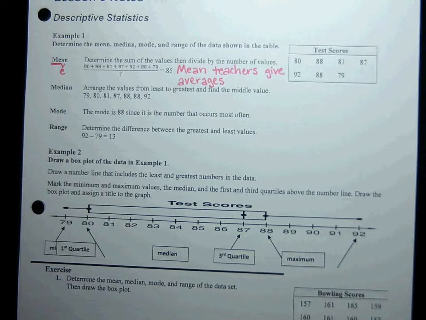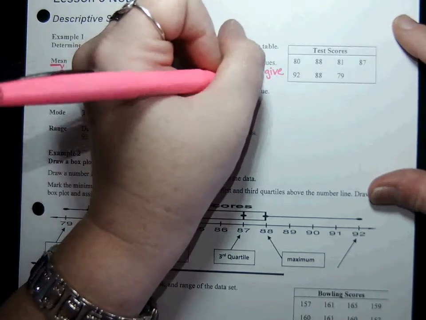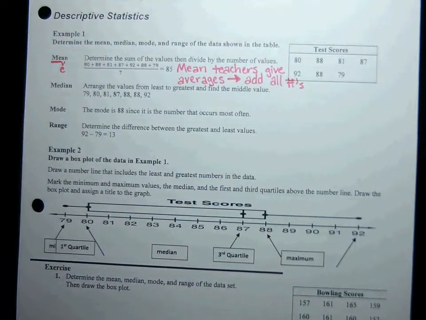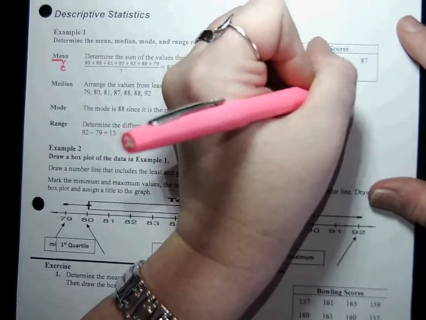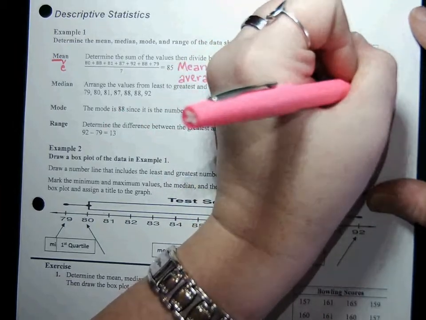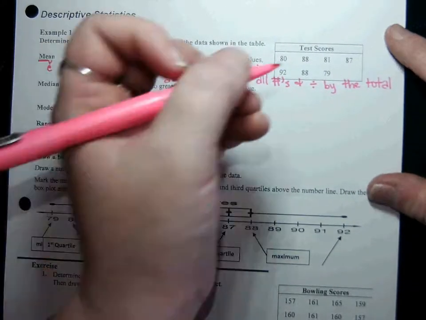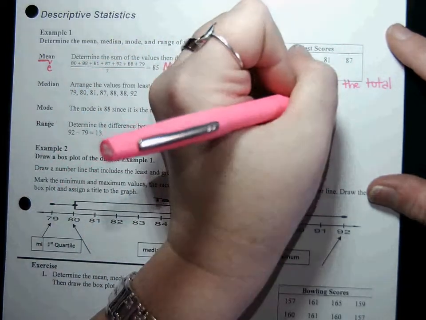So what that means is you have to add all the numbers and then do what? Divide by what? There you go. Add all the numbers, and divide by the total numbers in the data set.